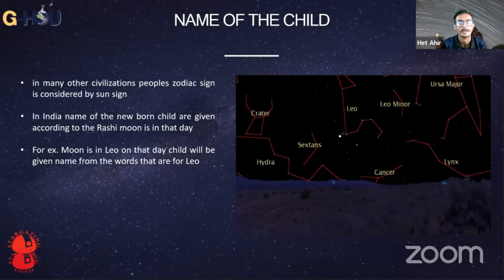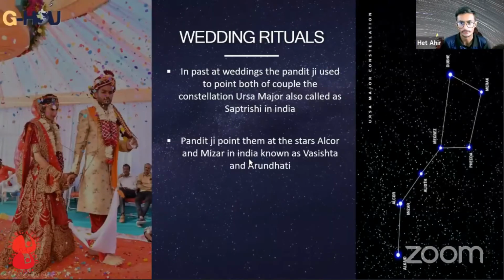Next, we have wedding rituals. I'm not discussing the current scenario, but in the past, weddings were mostly held at night. At weddings, the Panditji used to point the couple at the constellation of Ursa Major, called Saptarishi in India. Panditji pointed both of them to the stars Alcor and Mizar, also known as Vasishtha and Arundhati in India, who are the ideal couple in our Indian civilization.